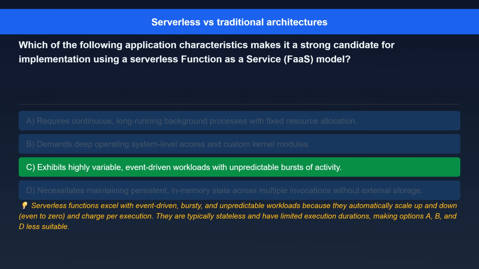The correct answer is exhibits highly variable, event-driven workloads with unpredictable bursts of activity. Here's the explanation. Serverless functions excel with event-driven, bursty, and unpredictable workloads because they automatically scale up and down, even to zero, and charge per execution. They're typically stateless and have limited execution durations, making options A, B, and D less suitable.